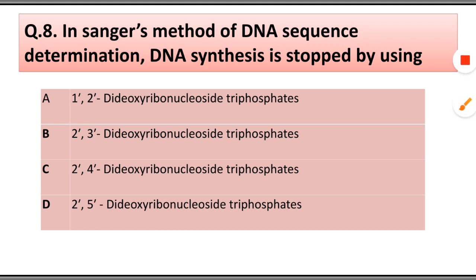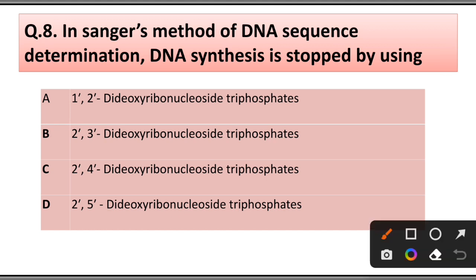Question number 8. In Sanger's method of DNA sequence determination, DNA synthesis is stopped by using 1,2-deoxyribonucleoside triphosphate, 2,3-deoxyribonucleoside triphosphate, 2,4-deoxyribonucleoside triphosphate, 2,5-deoxyribonucleoside triphosphate. Correct answer is option B. 2,3-deoxyribonucleoside triphosphate.